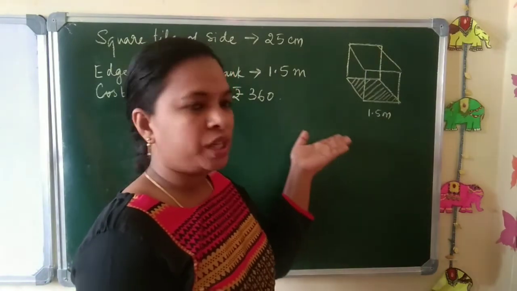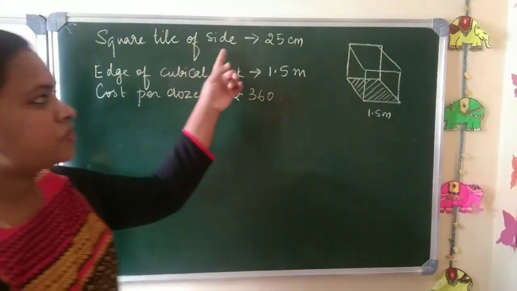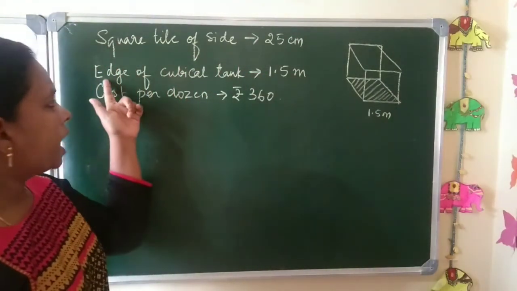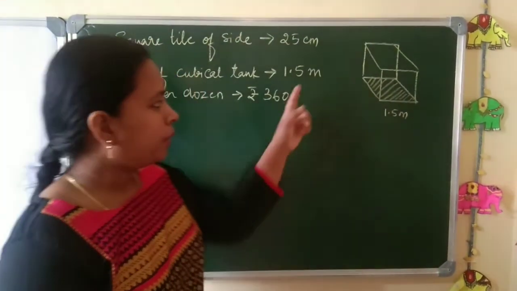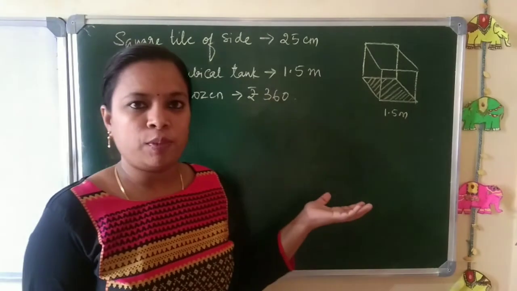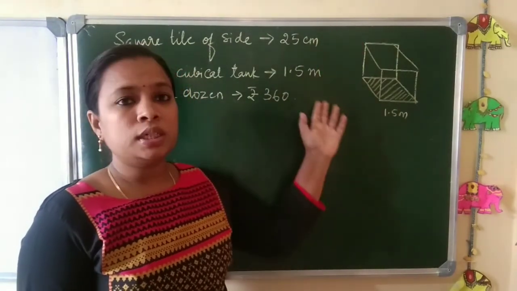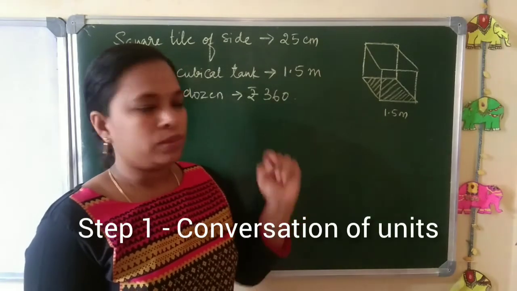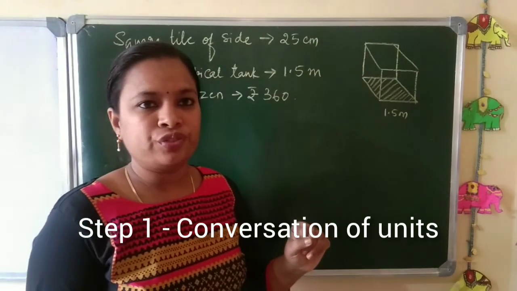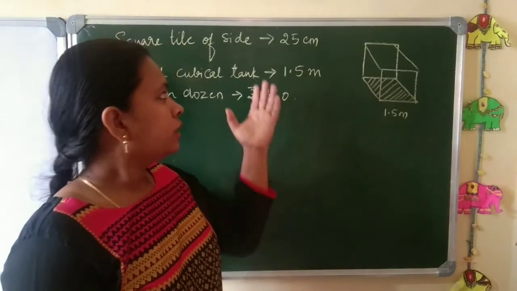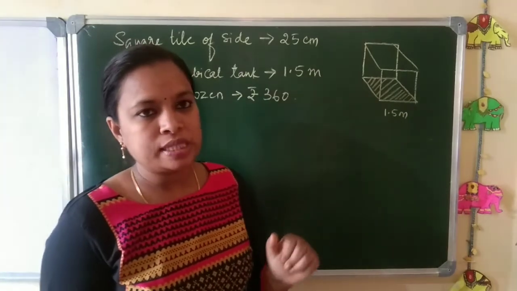Whatever information is given in the question, I have just written down here. The square tile of side 25 cm, and the edge of the cubical tank is 1.5 meter. And remember, whenever you do such questions, you have to convert both the values into the same units. Only then it will be easy for you to calculate the number of tiles required. So now we will see what you have to do.